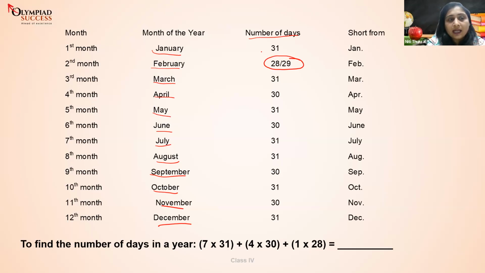Okay, 28 and 29 days. 29 days comes in the leap year. Okay, that I'll explain to you in the next slide. What is a leap year? Now, what you can do, if you take this, this is not a leap year. So add all the number of days.